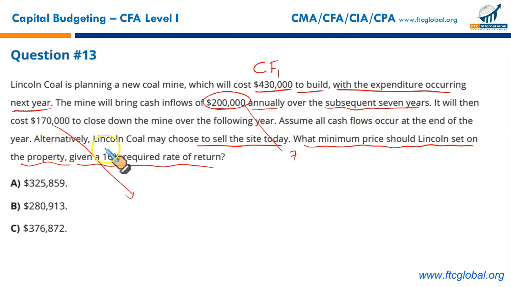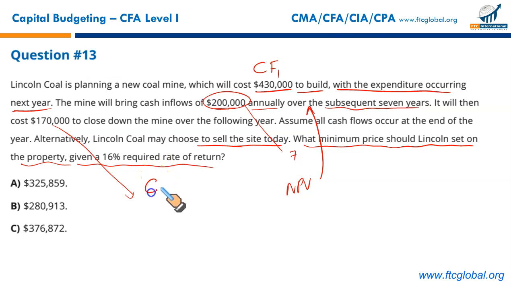Alternatively, if we don't go for the project, Lincoln Coal may choose to sell the site today. So what minimum price should Lincoln set on the property given a 16% required rate of return? It's an NPV computation. What if we want to sell? If we want to sell the site, what should be the price? In other words, if we can calculate the NPV of this project, this would provide us the minimum cash that we need. So this could provide you a basis to set the selling price. So we need to calculate the NPV. That will be the basis for price negotiation for selling the site.